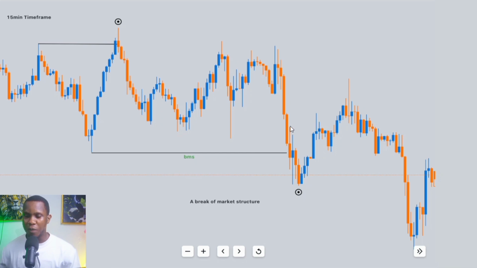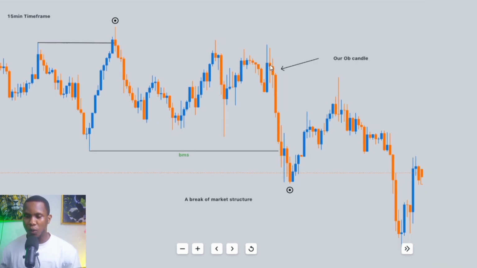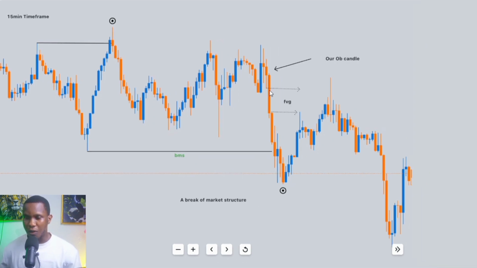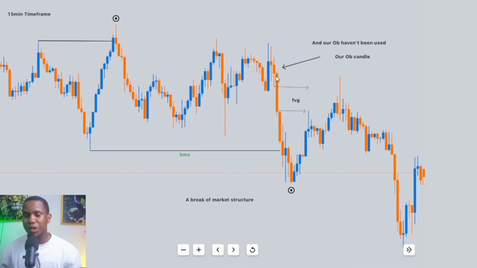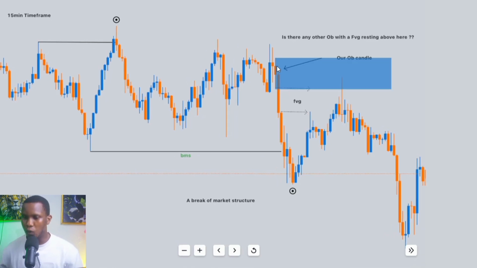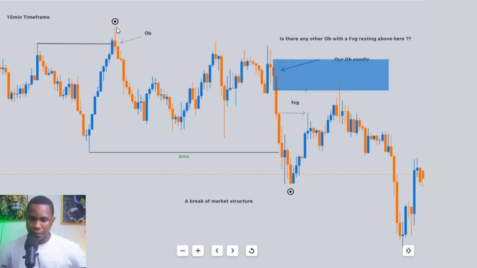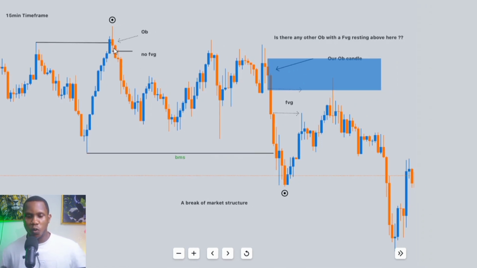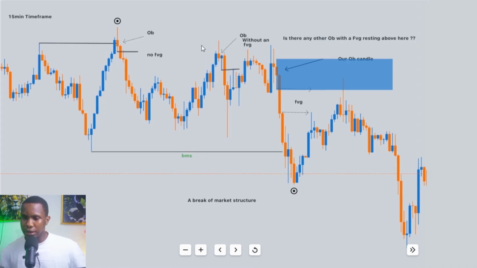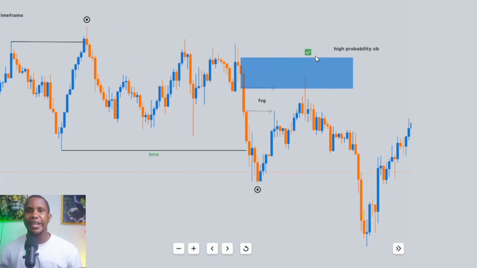This is a break of market structure. This is our order block candle right here, and this is our fair value gap, and our order block candle hasn't been used before. So map out the order block candle, guys. And is there any other block with a fair value gap resting above this candle? Look here, this is an order block. Can you see there is no fair value gap, guys? And this is another order block without any fair value gap right here, which makes our order block a higher probability order block to trade from.